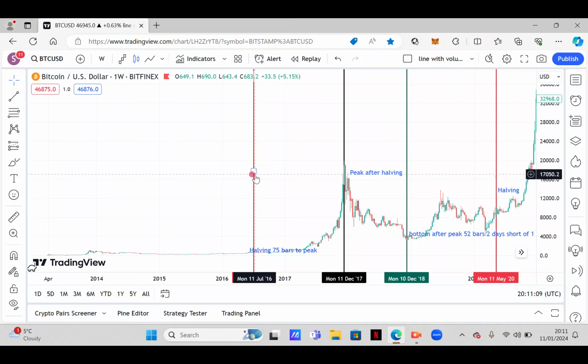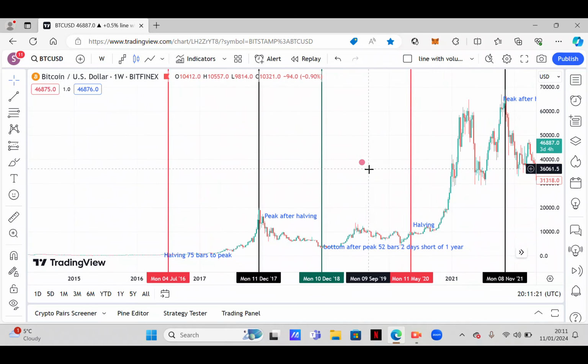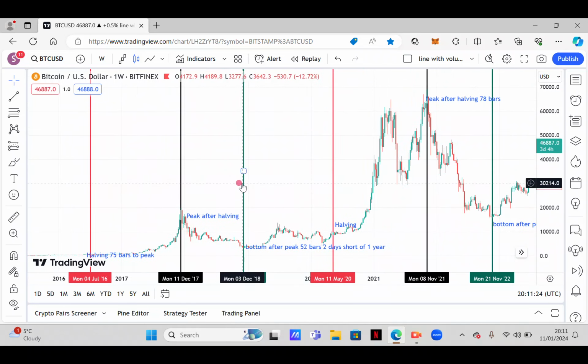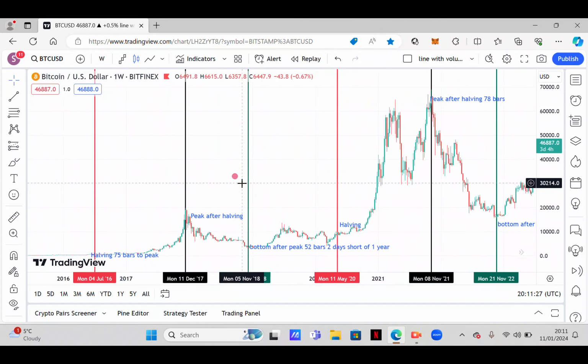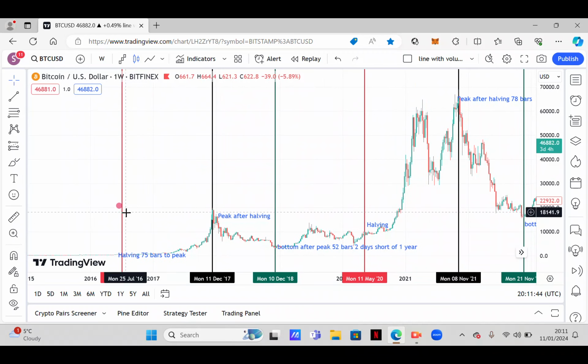Okay, that's this Bitcoin halving. So the red lines are Bitcoin halving, and the black lines are the peak after the halving, and then the following line in green is the drop after. Historically it has performed in a very similar way. Now, I'm not going to go into too much detail about how I worked the cycle, because that's not the purpose of this video.